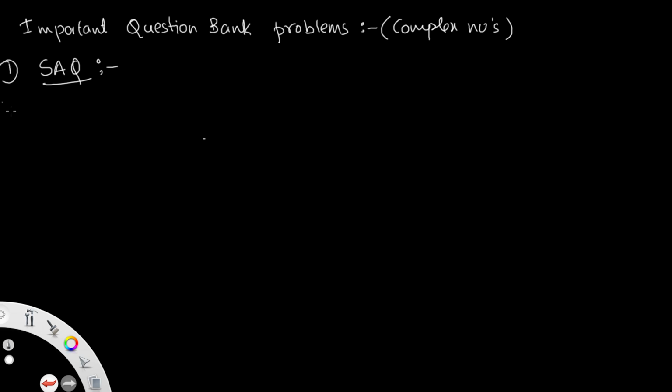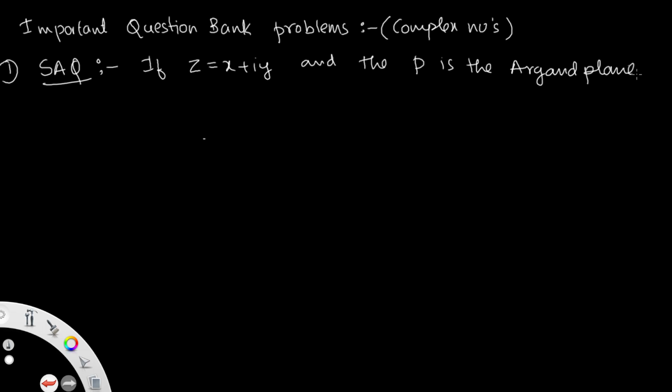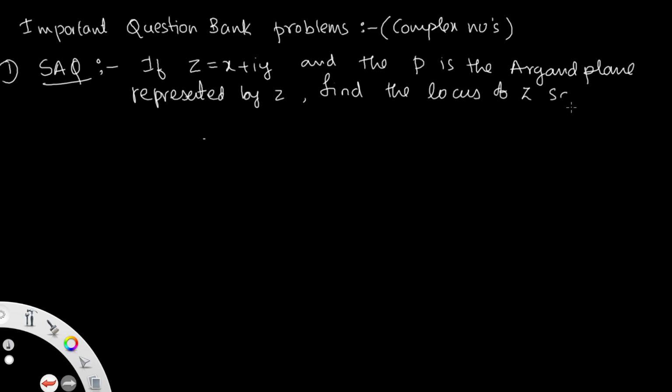The question is, if z is equal to x plus iy and the point P in the Argand plane is represented by z, find the locus of z satisfying the equation mod of z minus 2 minus 3i equal to 5.